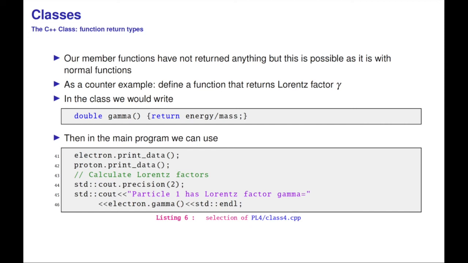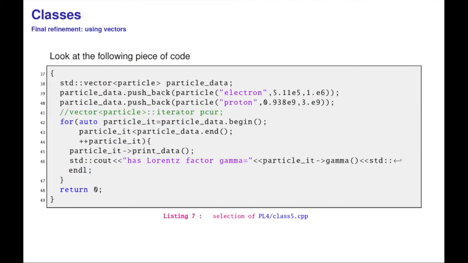Our member functions up to now have not returned anything, but this is possible, as it is with normal functions. As a counterexample, we define the function that returns the Lorentz factor gamma. In the class, you would write double gamma, returning energy over mass. In the main program, I can use electron.printdata, proton.printdata, and I can do electron.gamma in the output, and that would then output a double automatically.